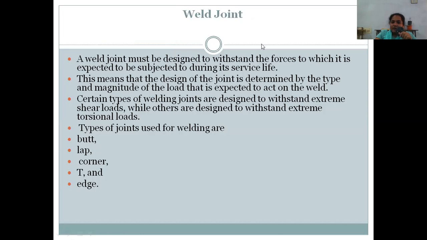So what are the different types of welding joints? First let us know what a welding joint is. A welding joint must be designed to withstand the forces to which it is expected to be subjected during its service life. This means that the design of the joint is determined by the type and magnitude of the load that is expected to act on the weld. Certain types of welding joints are designed to withstand extreme shear loads, while others are designed to withstand extreme torsion loads. Types of joints used for welding are butt, lap, corner, T, and edge.